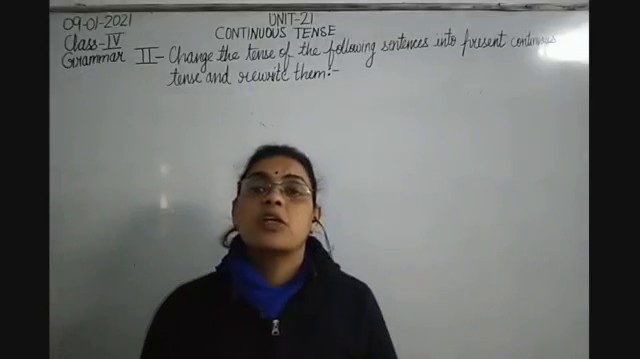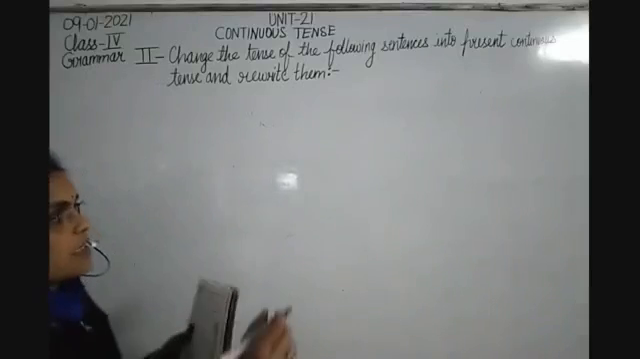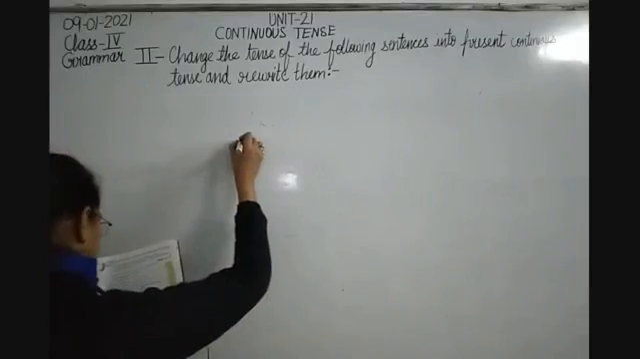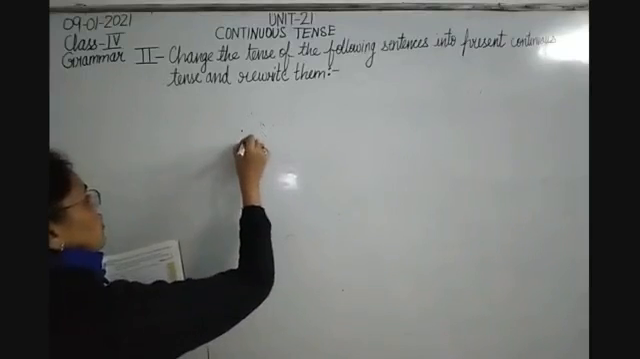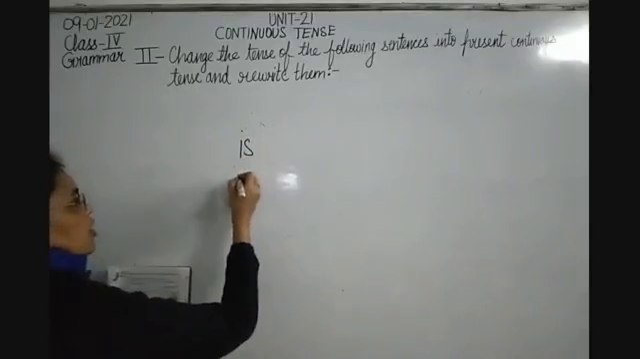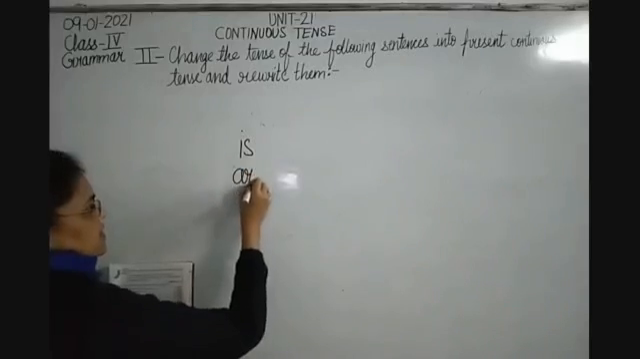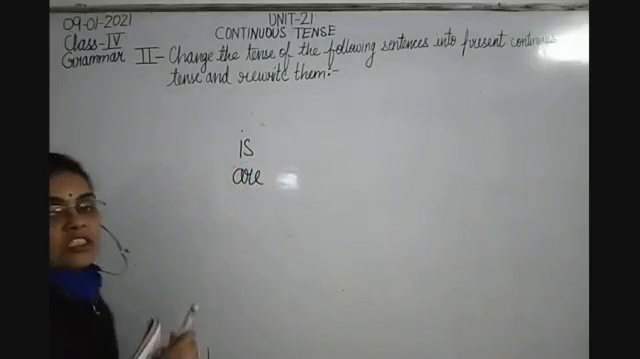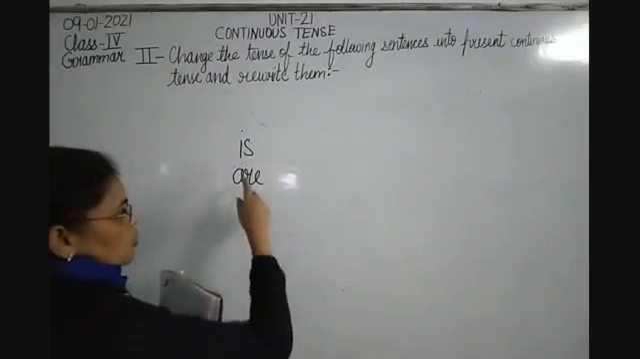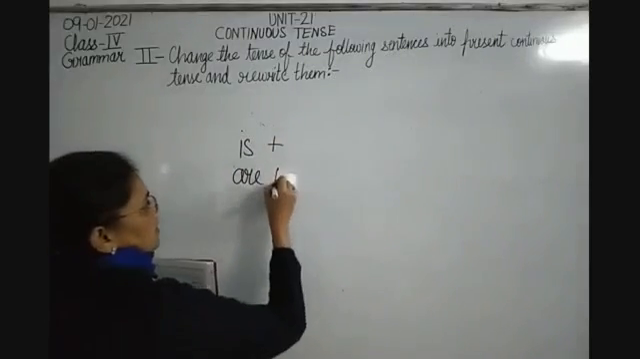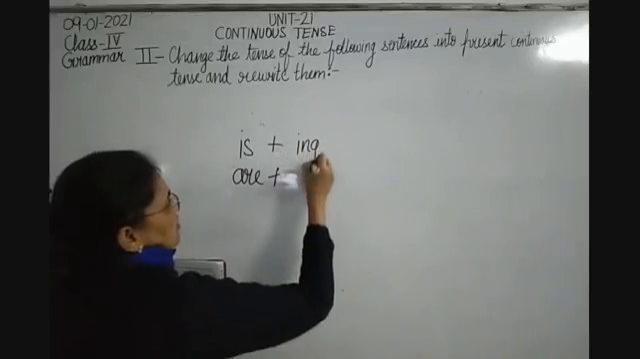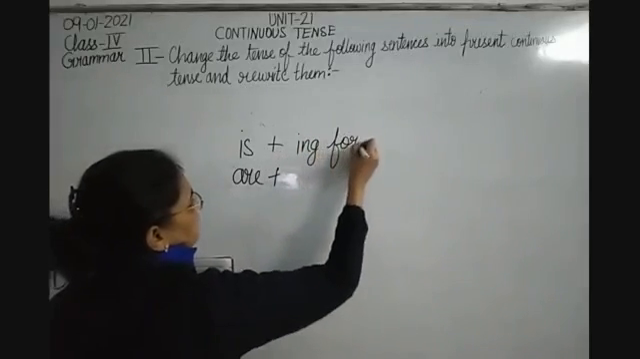But before that, children, you need to know that in present continuous tense, the formula is: if your subject is singular, you will use is, and if your subject is plural, you will use are, plus the ing form of the verb.